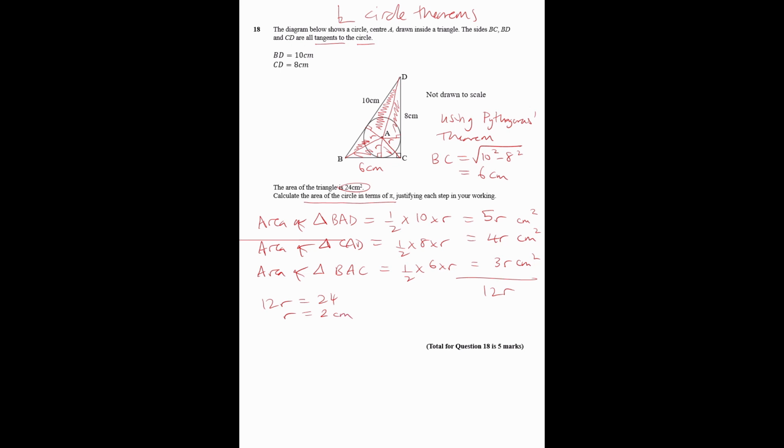And to calculate the area of the circle, area of circle equals pi r squared, which equals pi times 2 squared, which equals 4 pi. And we wanted it in terms of pi centimeters squared. And that's that.